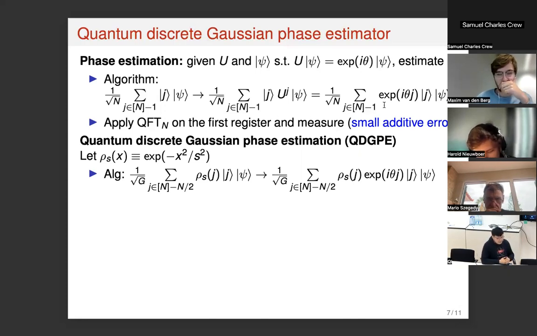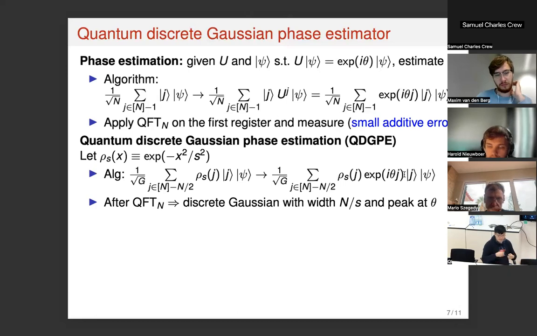And we again use the same tricks like the phase estimation. We apply the control UJ. So we will end up with the phase rho SJ and the exponential I theta J. Now, if we do the quantum Fourier transform on the first register, we will end up with the discrete Gaussian with its new width, that is the new standard deviation, capital N over S. And this discrete Gaussian has a peak at the theta.